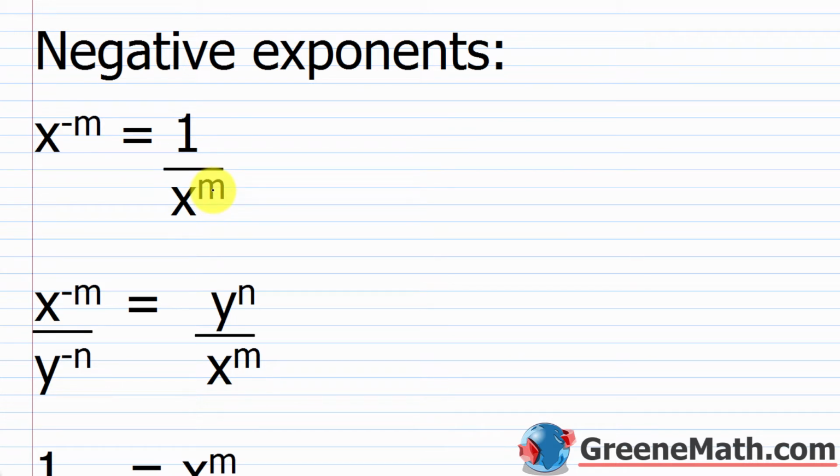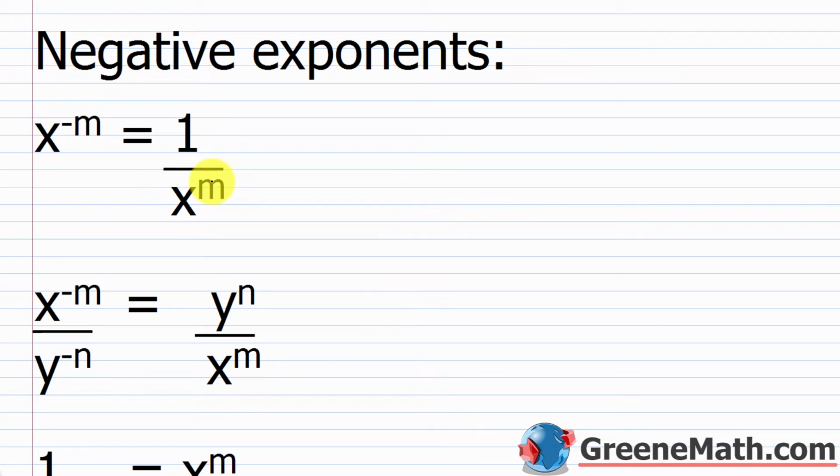So basically what you're doing here is you're taking the reciprocal of the base and you're making the exponent positive. So the reciprocal of x would be 1 over x. So that's how we have 1 over x here. And the exponent goes from negative m to positive m.